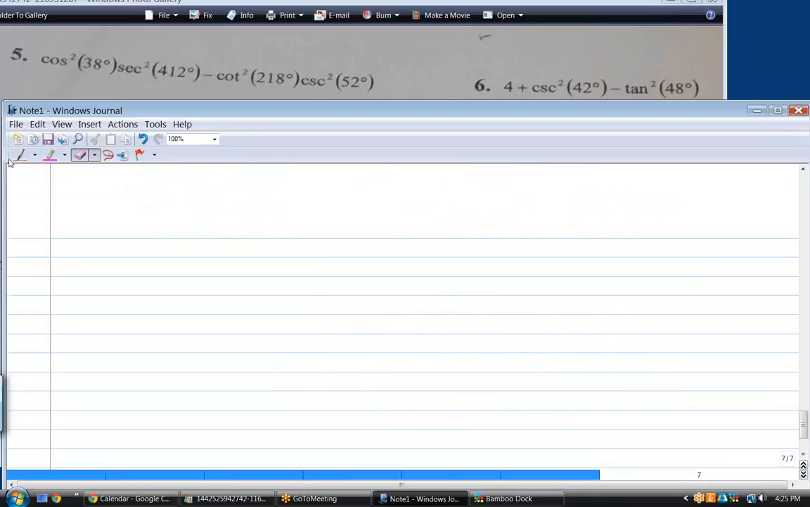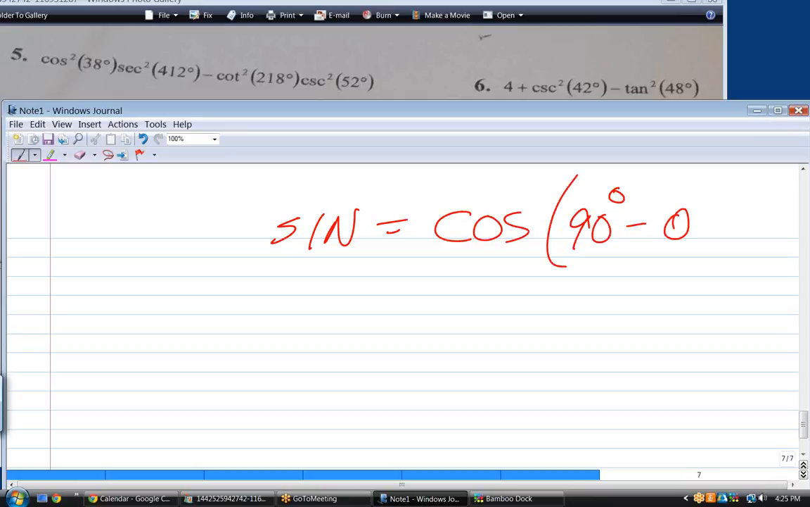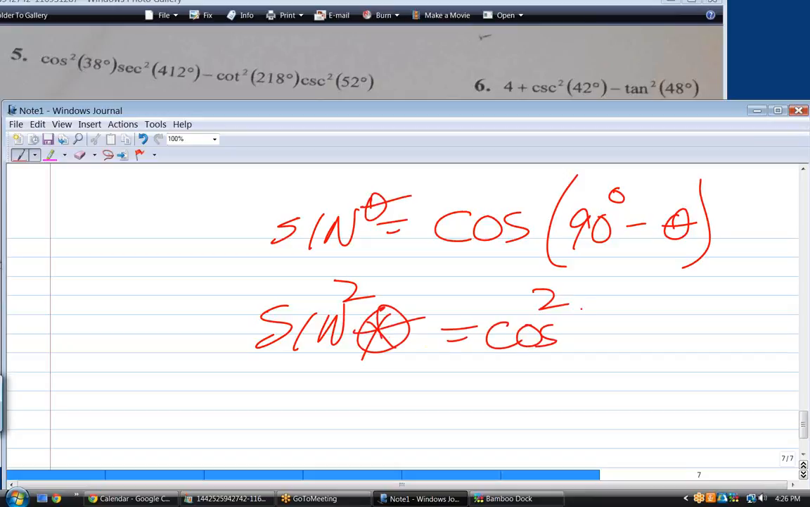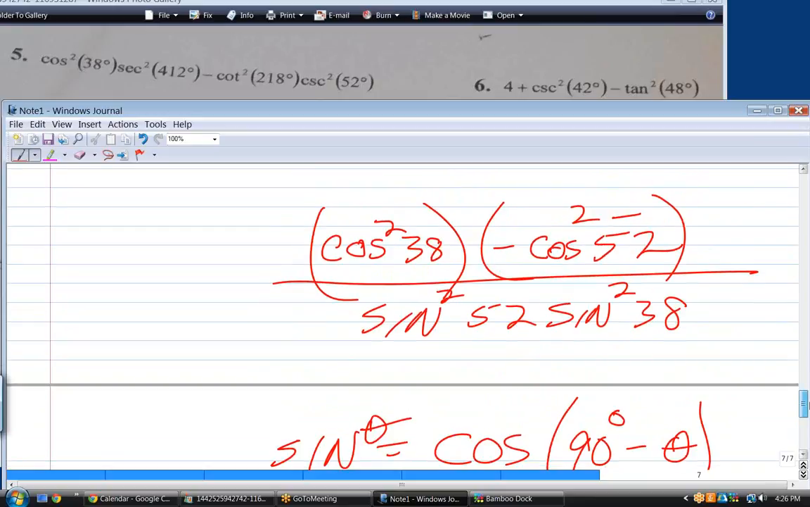Now let's look at it. We know that sine equals cosine of 90 degrees minus theta. So does sine squared of theta equal cosine squared of 90 degrees minus theta? Yes, because all I've done is squared both sides. So that step was legit.